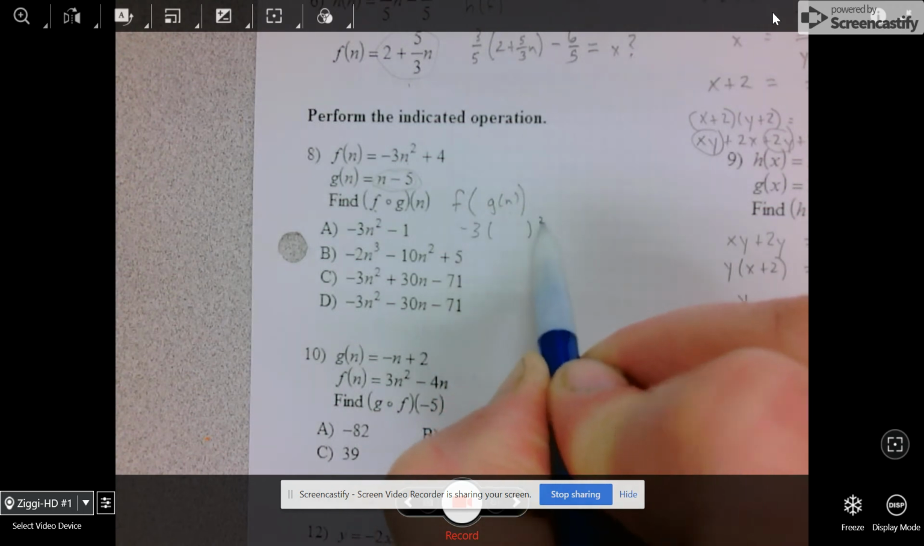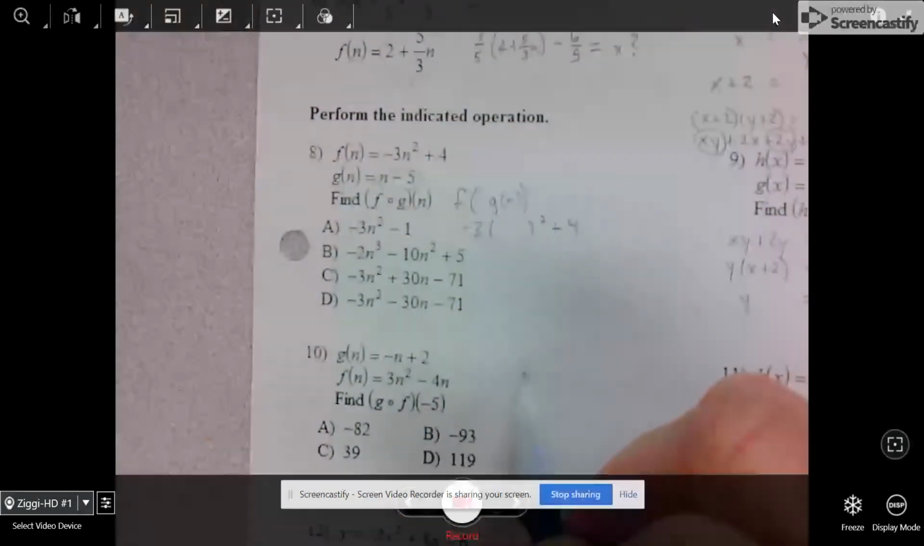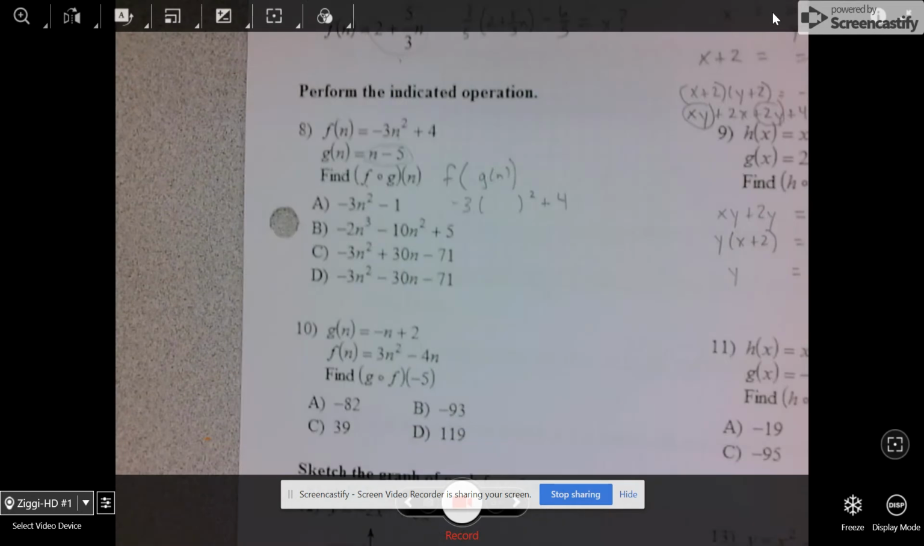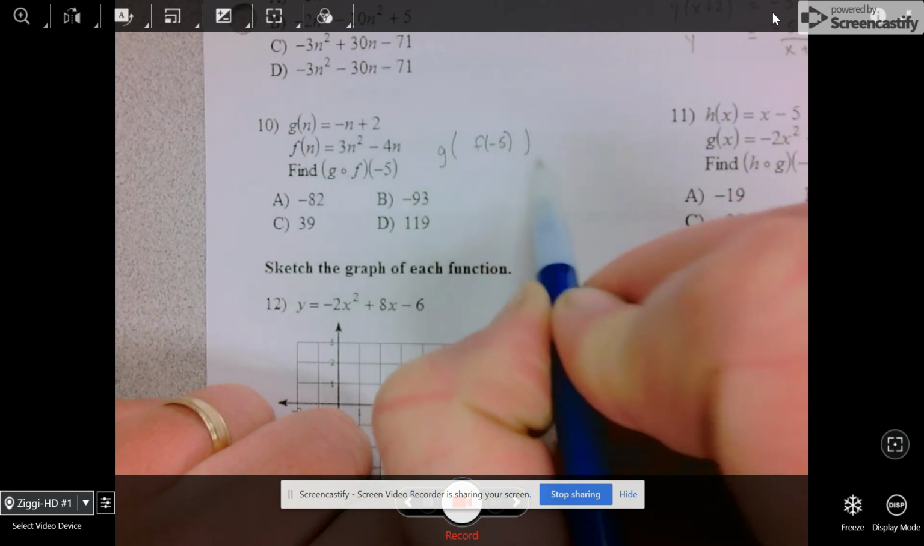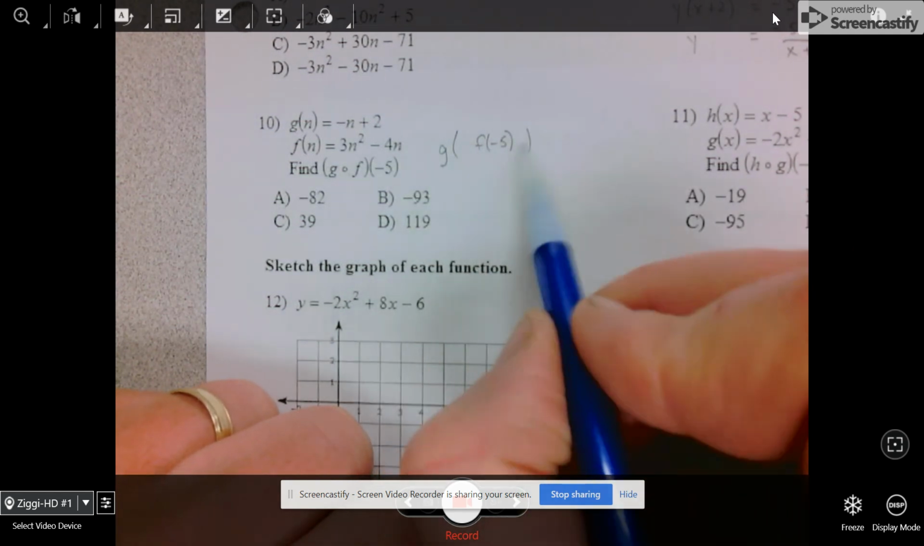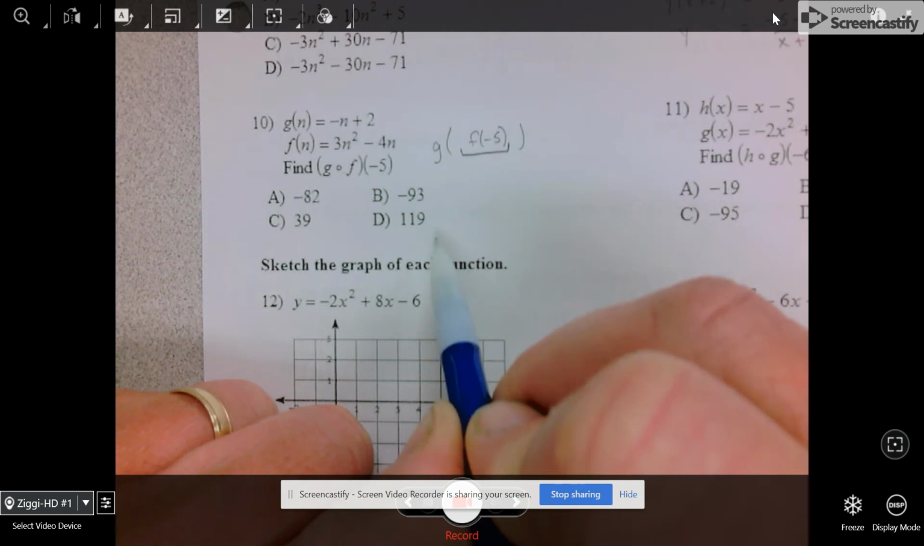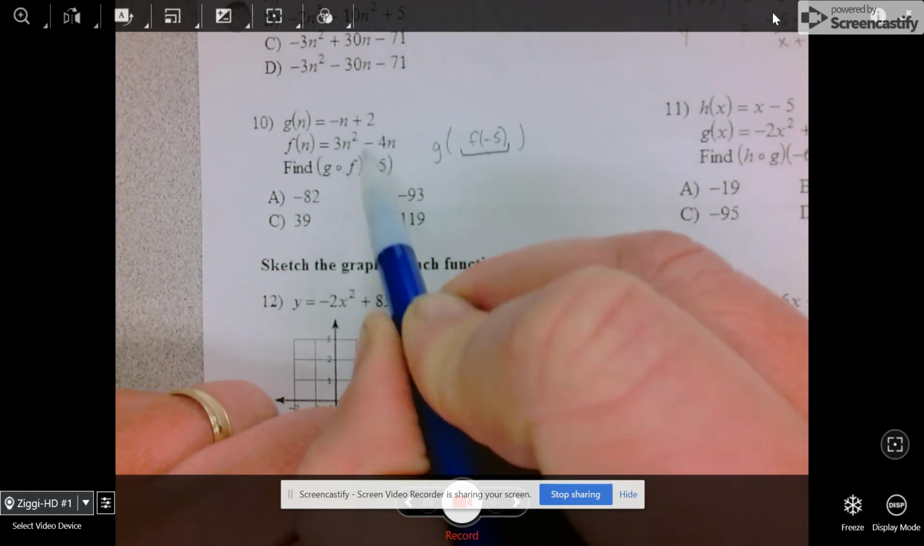This is the same problem over here. When we get down to g of f of negative 5, again, remember, this is g of f of negative 5. So if you want to save yourself some pain, find f of negative 5 first, which you plug in right here, and then plug that in for the n value. So these two are numeric. The key is find this piece first.